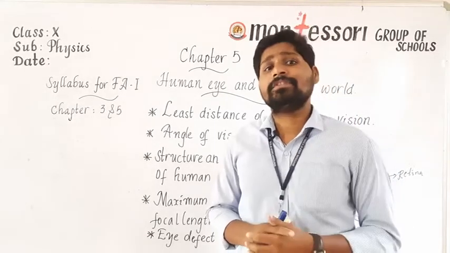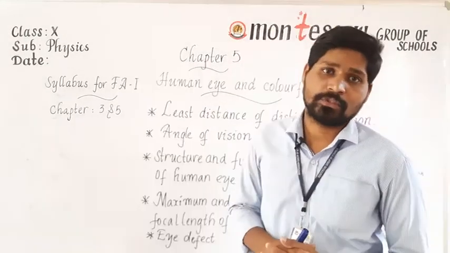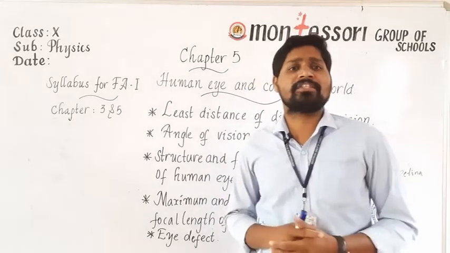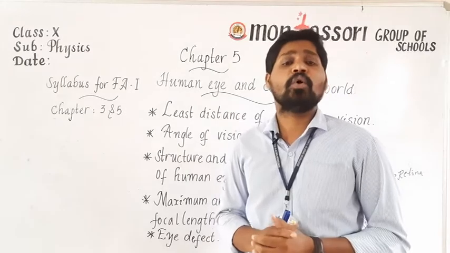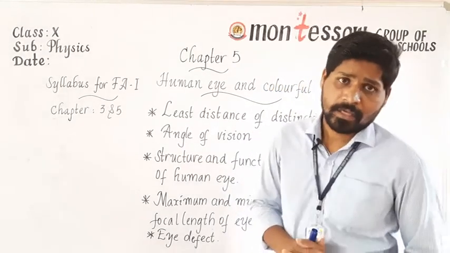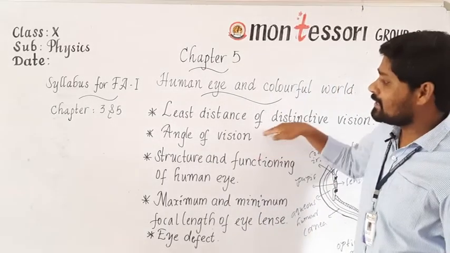So for them, the least distance of distinct vision is 1 meter or 2 meters, even more than that also. Why does the least distance of distinct vision change from person to person with age? In order to know that, we should study the structure and functioning of the human eye. So before that, let us see the angle of vision.